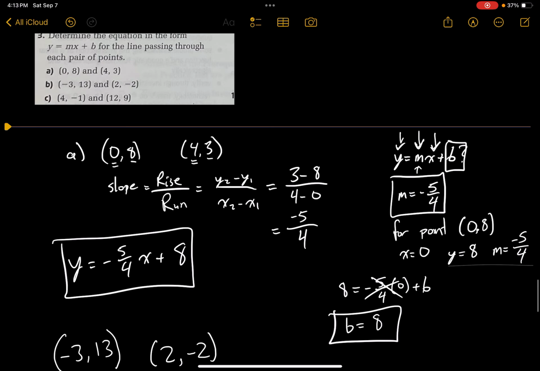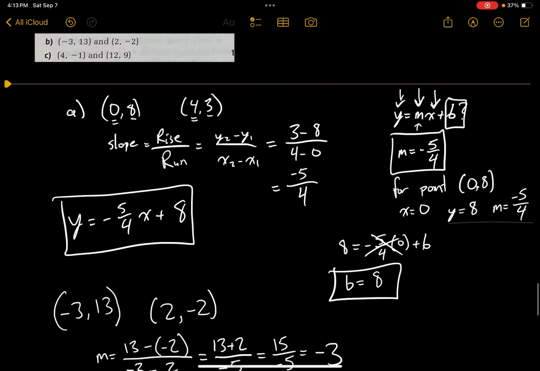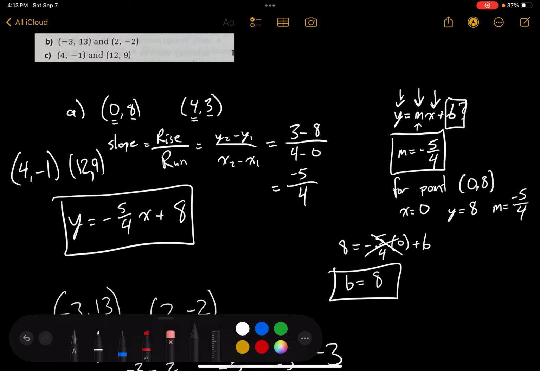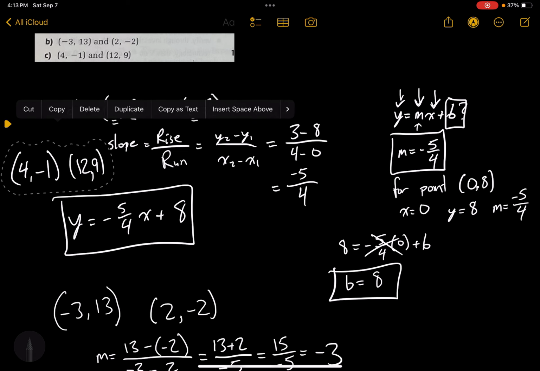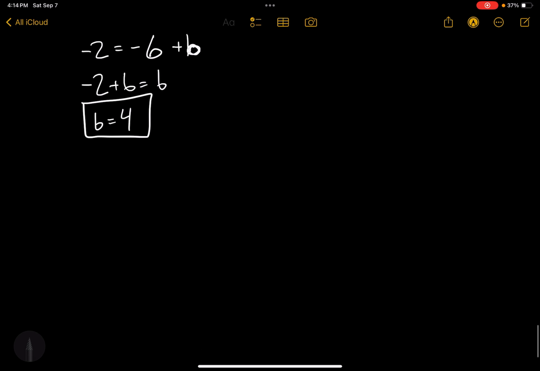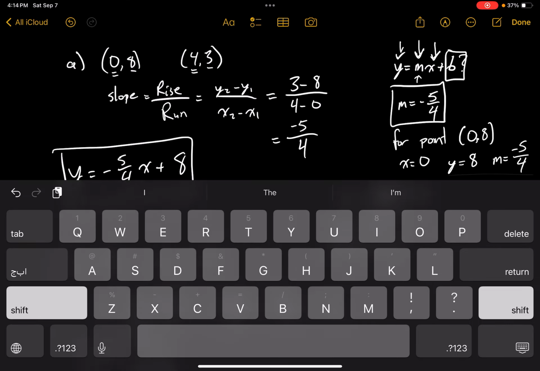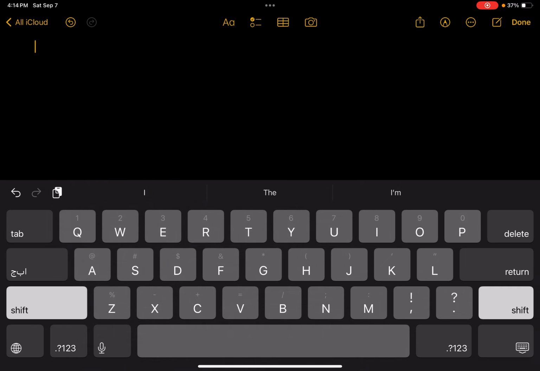Okay, finally we have the following points. I'm just writing it here for a second. 4, negative 1, and 12, 9. And I'm just going to move it. I'm going to cut and paste it. Cut. And I'm going to move it down here. Paste it.